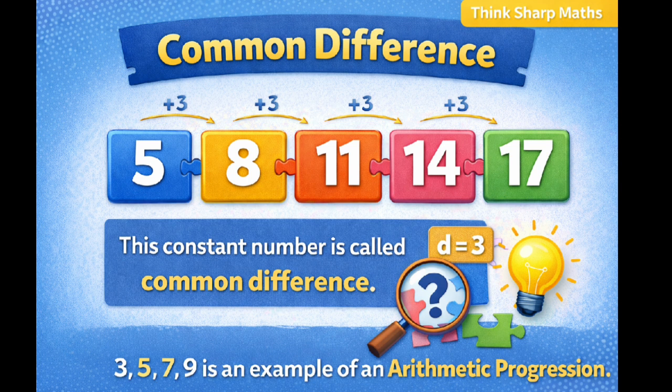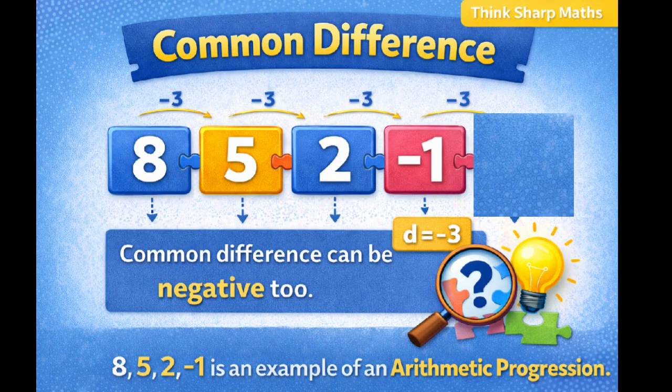Or you can find it this way also: term 2 minus term 1, or term 3 minus term 2, all will give you the same common difference. Now, an arithmetic progression can also be in decreasing order. For example, 8, 5, 2, minus 1. Here the numbers are decreasing by 3 each time, right? So the common difference will be minus 3.